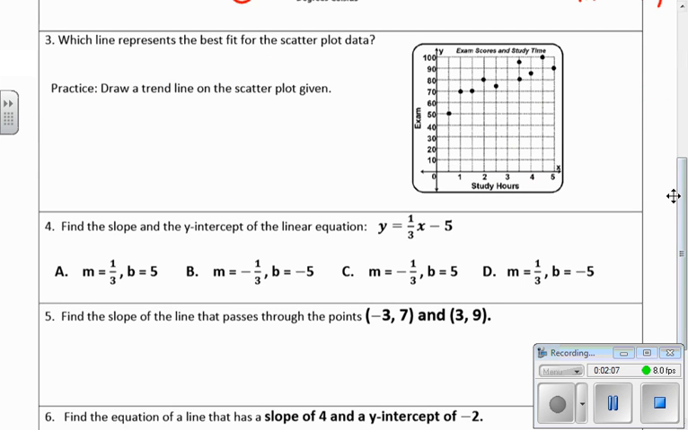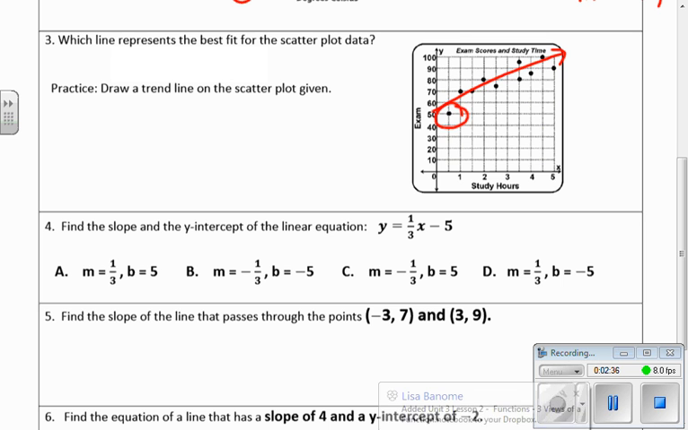Number 3, which line represents the best fit? So we just draw a trend line. If you can identify what's a good line of best fit, what's not, you're good. Remember that line of best fit has to be a straight line that goes through the middle of as much of the points as possible. It does not need to start at the origin. Notice I'm not starting down here, because if I tried to, I don't think that would fit the data very well. And it does not need to start at the first point.